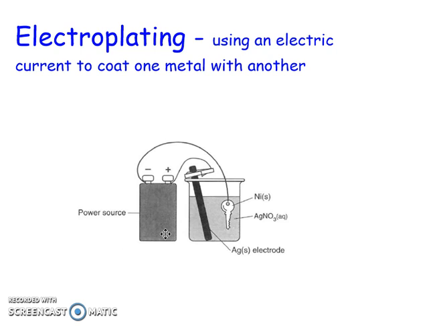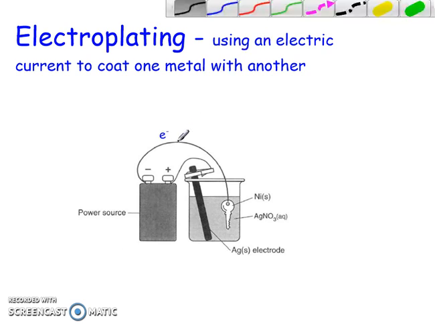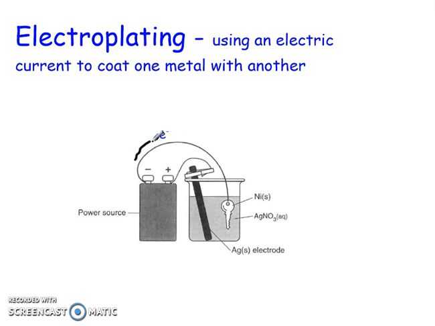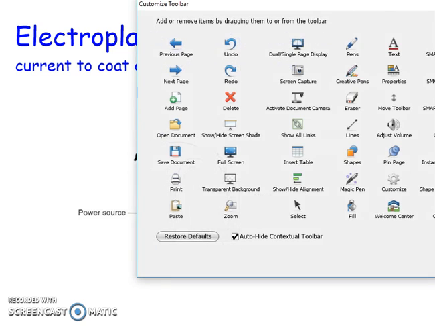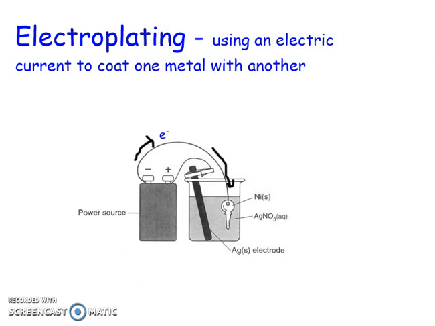If I look at how this is hooked up, we have the key hooked up to the negative side of the battery. So electrons are flowing through that wire, and the electrons always go out the negative side. So the electrons are going out the negative side of the battery and into the key, which means the key is going to end up with a negative charge because it has extra electrons on it.